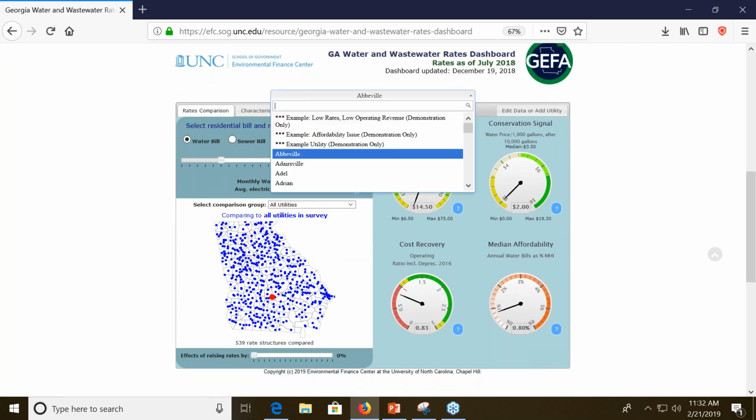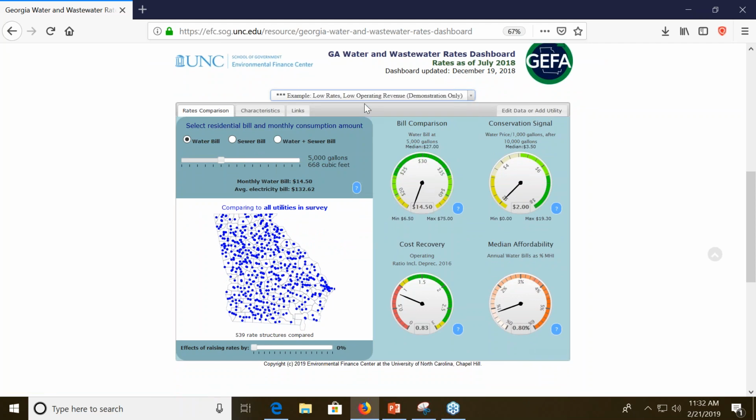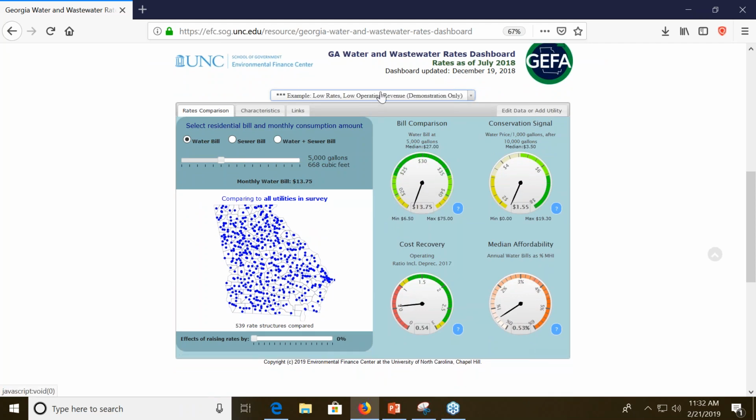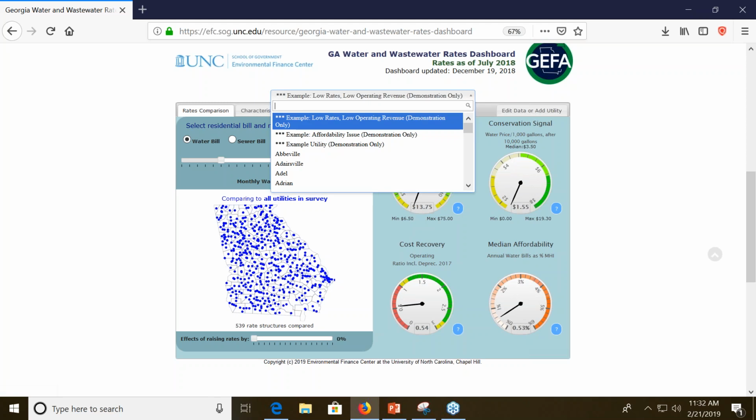All right, so at the top here we have some example utilities that you can use just to give you an idea if you don't want to look at a specific utility. This one, low rates, low operating revenue. Obviously, those rates are low, their cost recovery is terrible. They're really affordable. They're not promoting conservation. So that one bill amount can be looked at in 4 different ways right off the bat here.